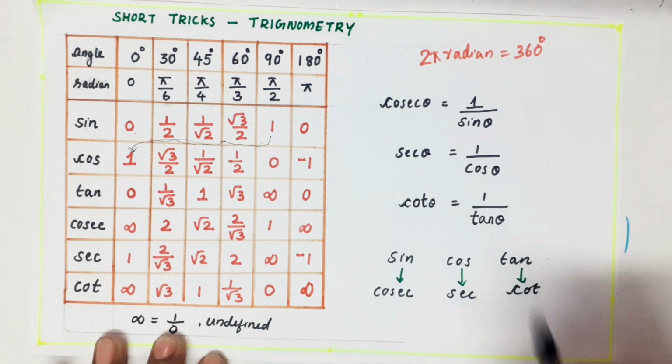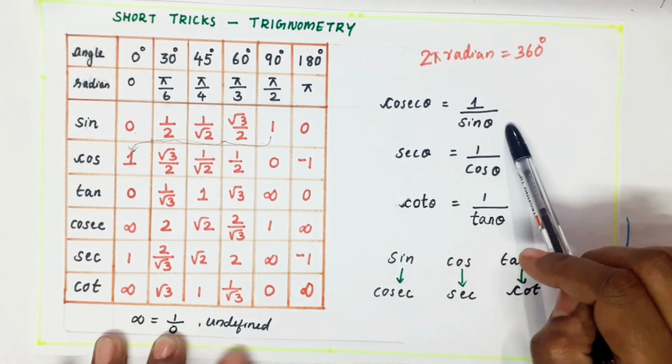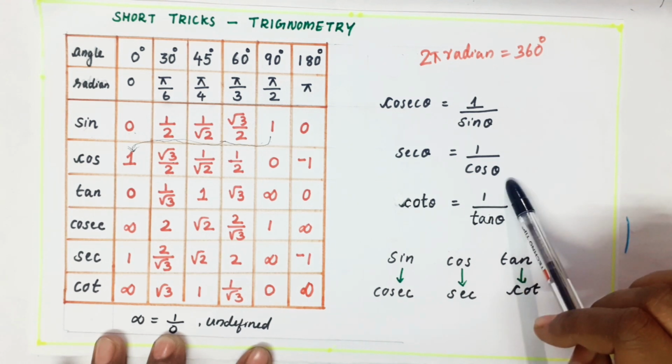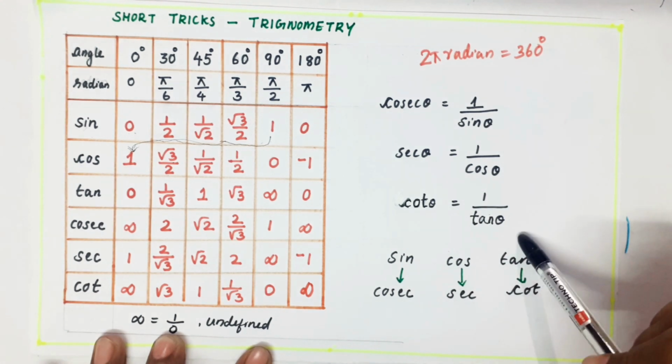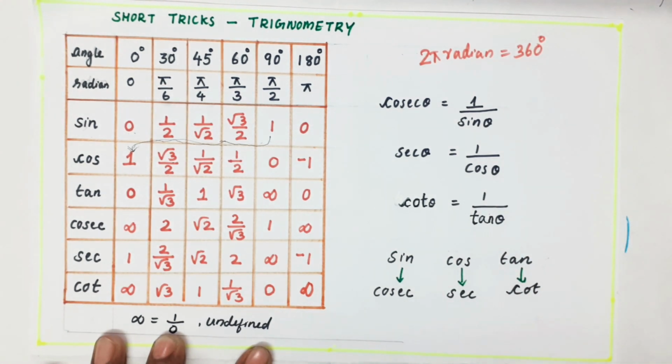Clear? So you know that cosec theta is 1 by sin theta, sec theta is 1 by cos theta, cot theta is 1 by tan theta. Very easy to remember. And remember: sin theta reverse function or reciprocal function cosec, cos reciprocal sec, tan reciprocal cot.